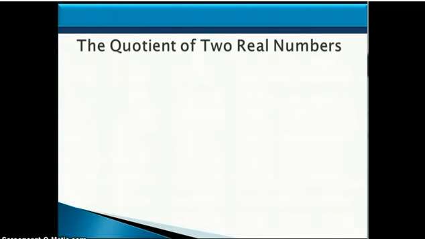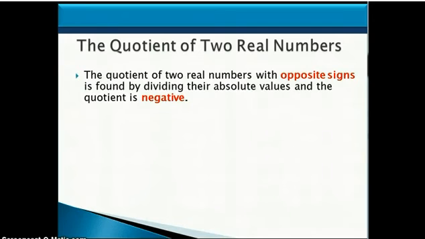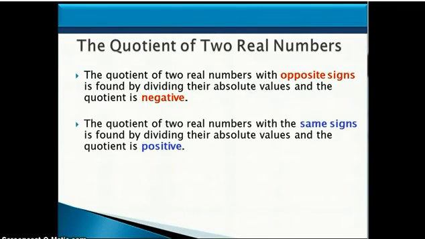Now let's look at the quotient of two real numbers. That's when we're dividing. So the quotient of two real numbers with opposite signs is found by dividing their absolute values, and then the quotient is negative. Notice how this is exactly the same as with the product of two real numbers with opposite signs. Similarly, the quotient of two real numbers with the same signs is found by dividing their absolute values, and then the quotient will be positive.